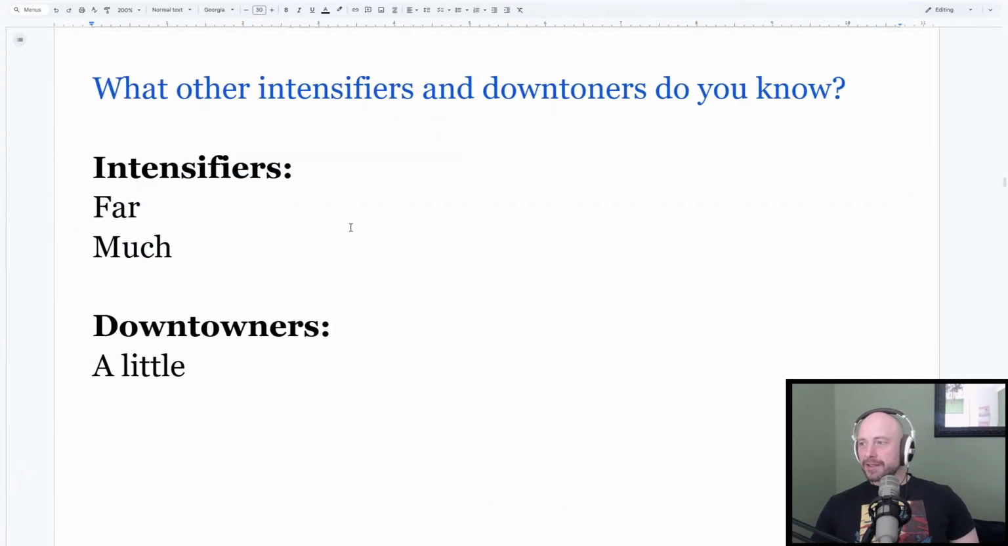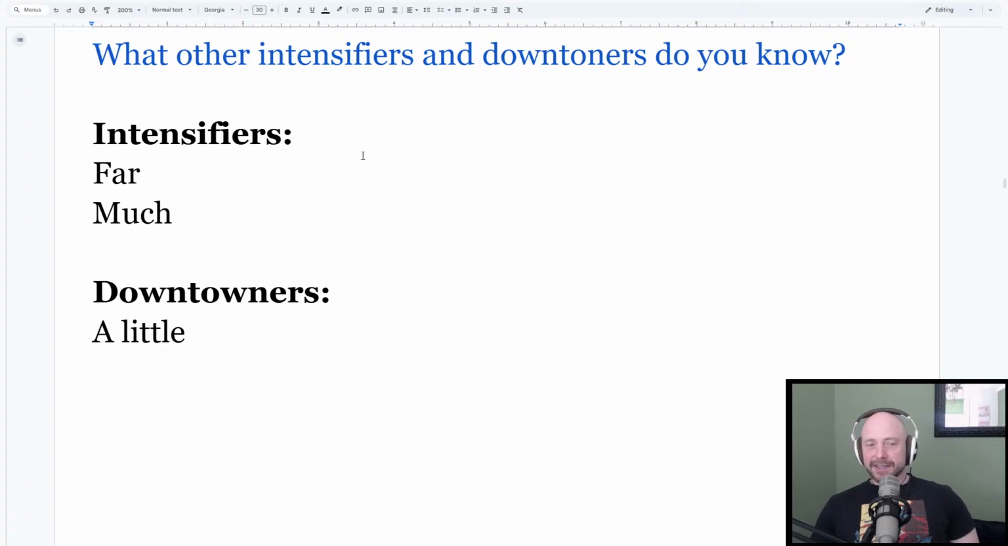Do you know any more of these words? What other intensifiers and downtoners do you know? You don't need to say whether it's an intensifier or downtoner, but just type those in the chat. If you're watching at home, take a moment, take your notepad, write them down. What intensifiers and downtoners do you know? What are the common ones that we use in English?